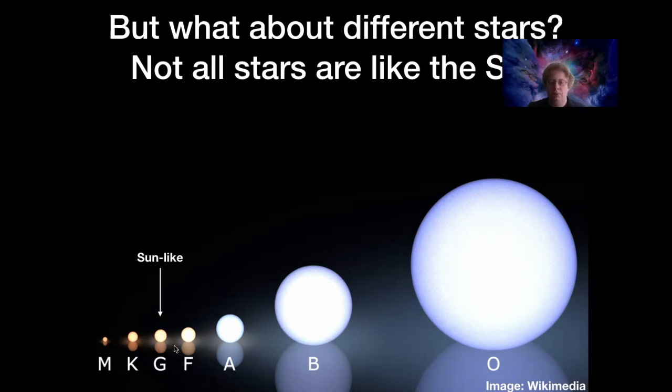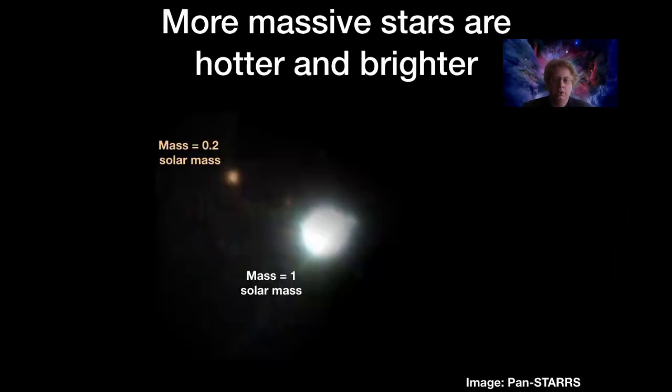So, is it possible for there to be habitable planets around small stars like these red dwarfs, or big stars like these blue giant stars? An important thing to know about stars is that the more mass a star has, the hotter and brighter it will be. Here's an image of two stars that are orbiting each other. This is called a binary star system. One of these stars has a mass that is similar to that of the sun, this bright one over here. This other one has a much smaller mass that's only about 20% the mass of the sun.